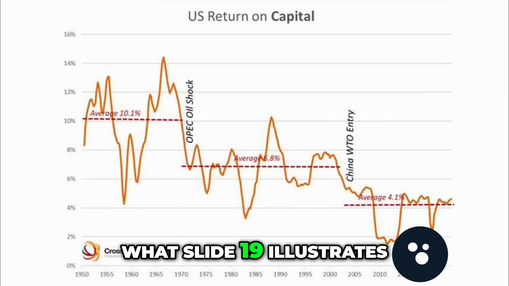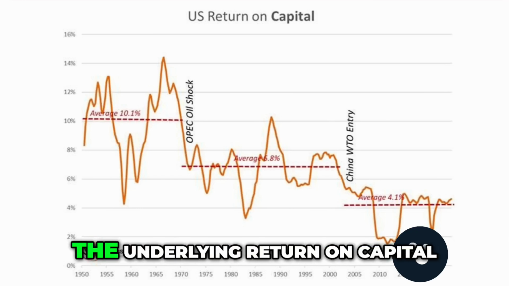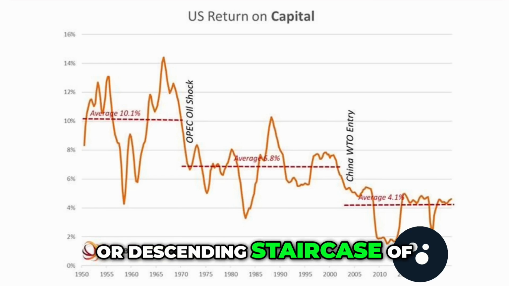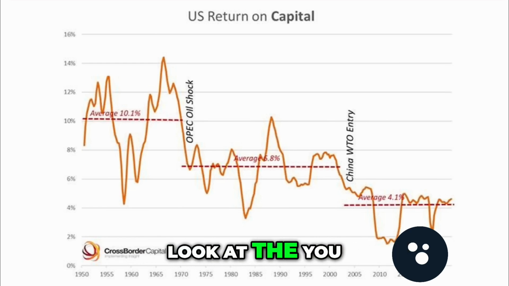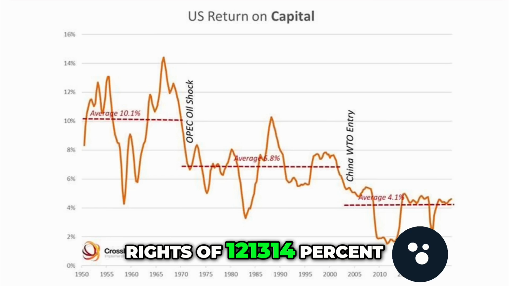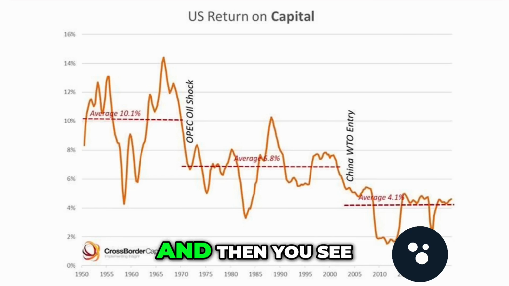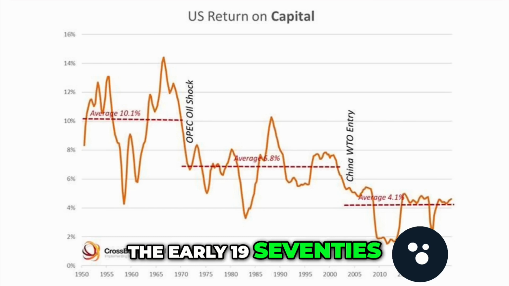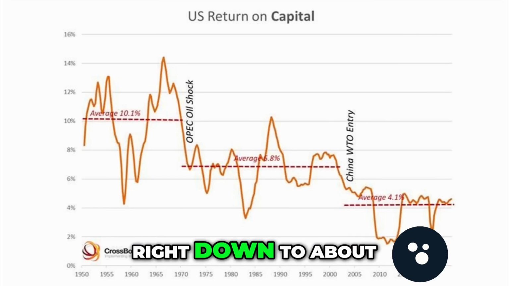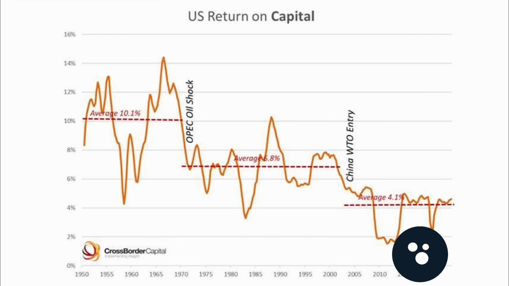Now, what slide 19 illustrates is our estimates of the underlying return on capital in the US economy. What I've tried to show on that chart is that it really looks like a descending staircase of returns. Back in the 1950s and 60s, you had rates of 12, 13, 14% or so for a return on capital. And then you see the oil crisis in the early 1970s, where returns on capital hit an air pocket and drop by about 40%. Those rates go right down to about 8% or maybe even lower. And that's clearly a problem.